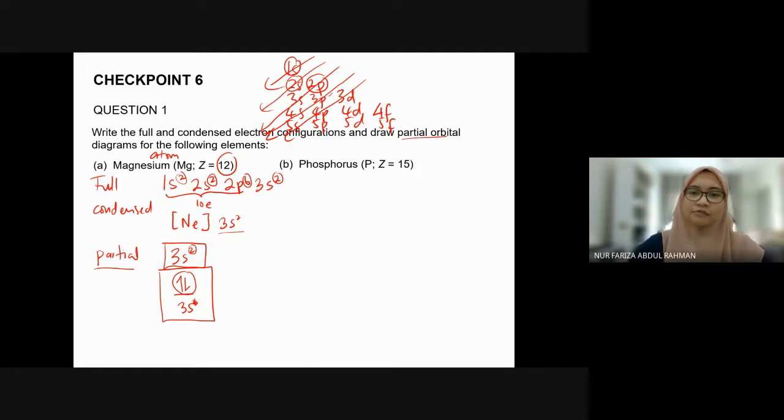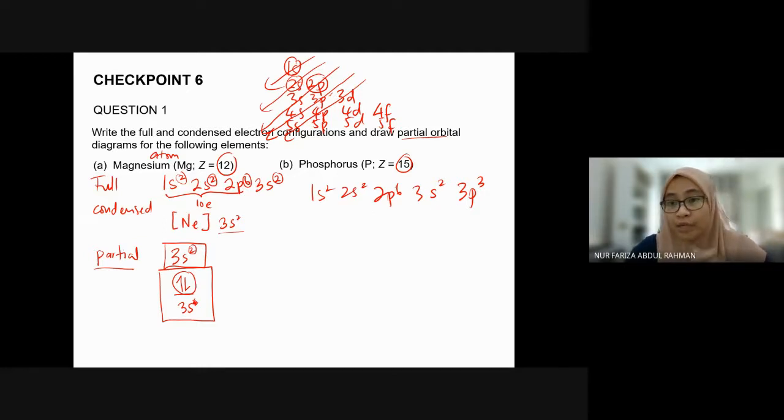Okay, same goes for phosphorus. Same for phosphorus, we have an additional 3 electrons there. So 1s2, 2s2, 2p6, 3s2, 3p3. Okay, alright. So from here, there is a lot of information that we can obtain from the electron configuration.